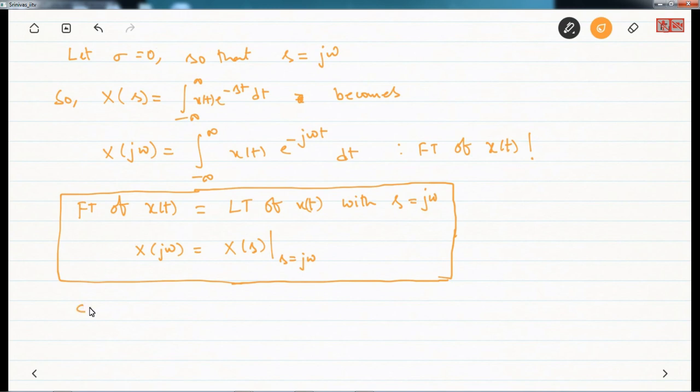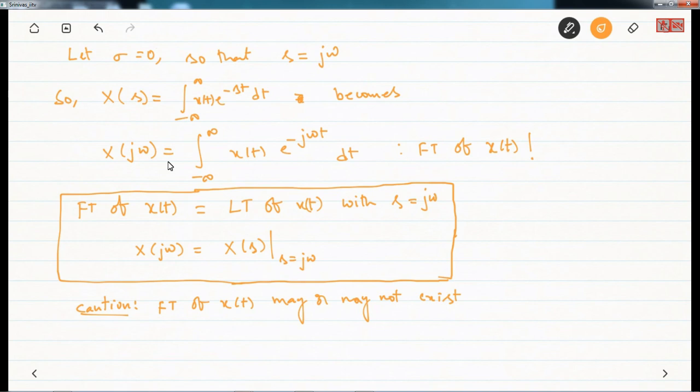So caution: the Fourier transform of x(t) may or may not exist. We'll also see examples where it may not exist. That means it can be infinity. See, if the Fourier transform does not converge, consider the Fourier transform X(j omega). X(j omega) is given by this integral, the integral from minus infinity to plus infinity of x(t) and so on, right? So if this integral does not converge to a finite value, and if it diverges to infinity, we say that the Fourier transform does not exist.